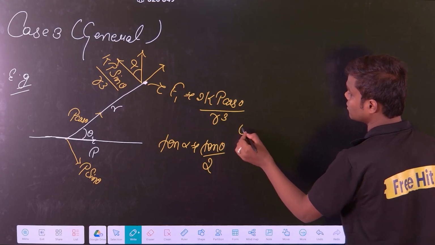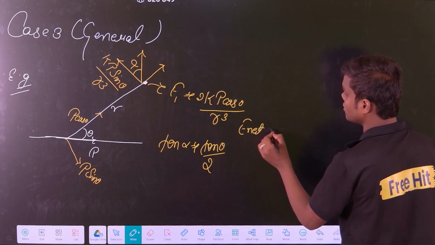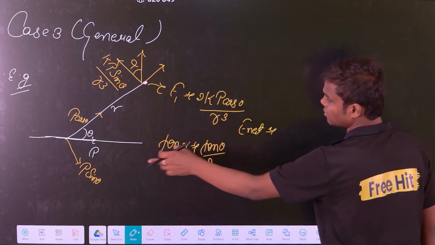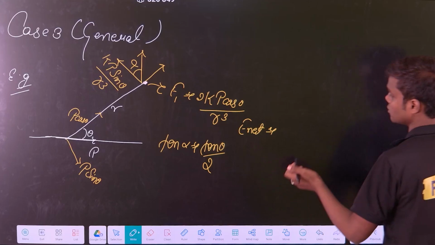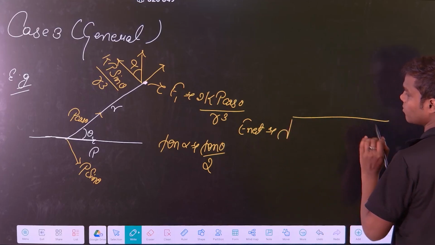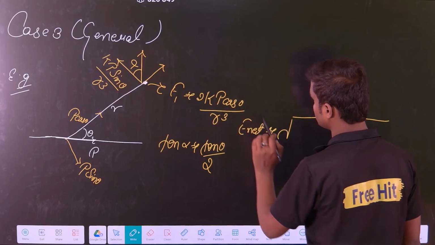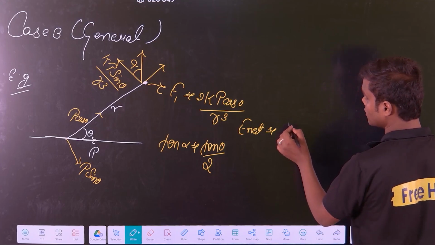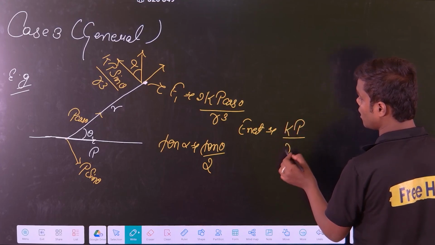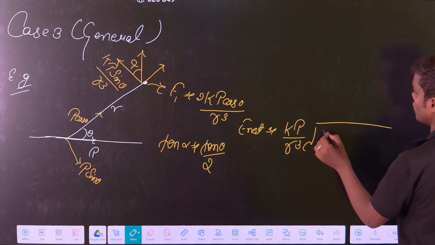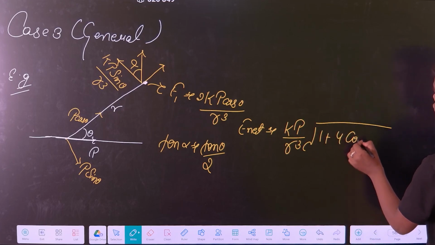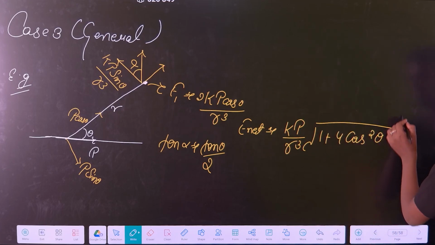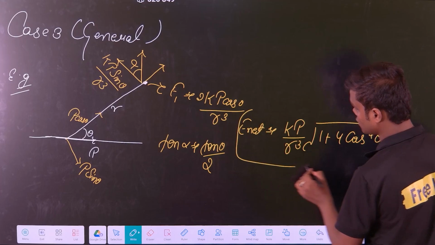What is E net? My E net will be the sum of these two, correct? This will be under root, because they are perpendicular to each other. If you add these and do the square and everything, what is the value you will get? You will get k P by R cube root over 1 plus 3 cos square theta. That is the general case.